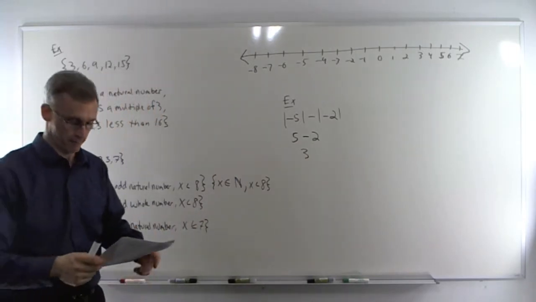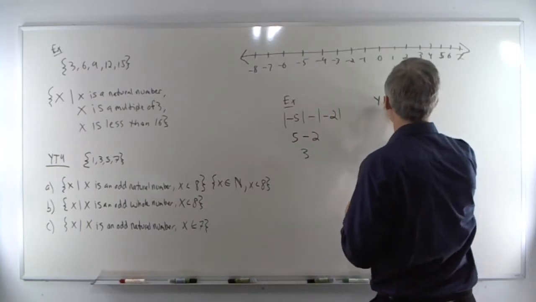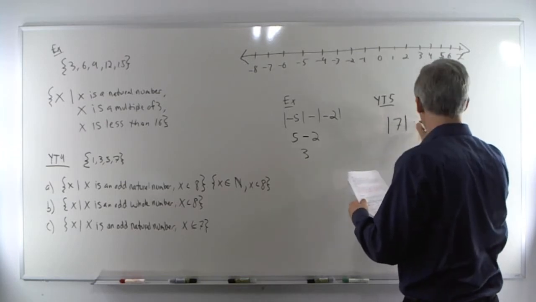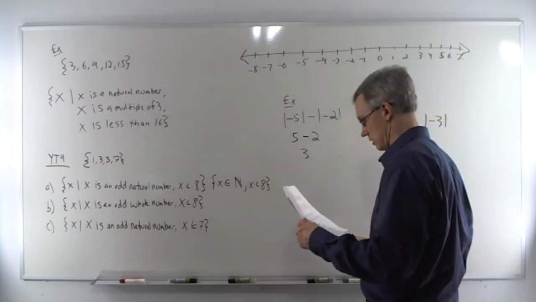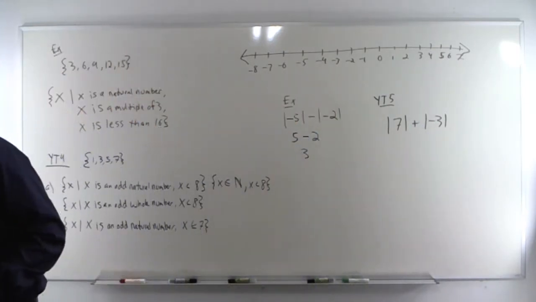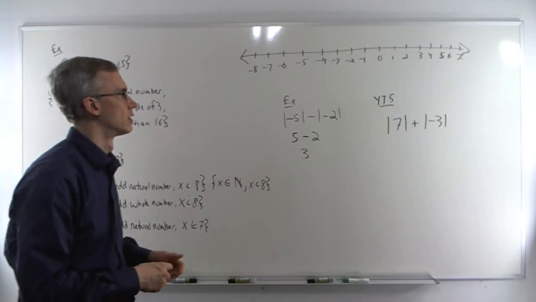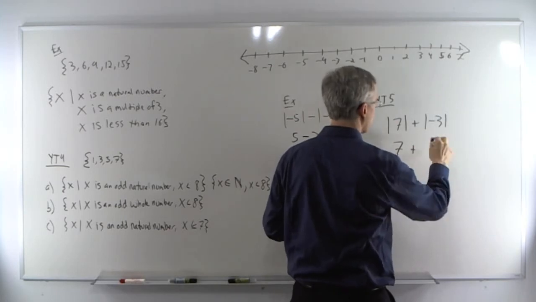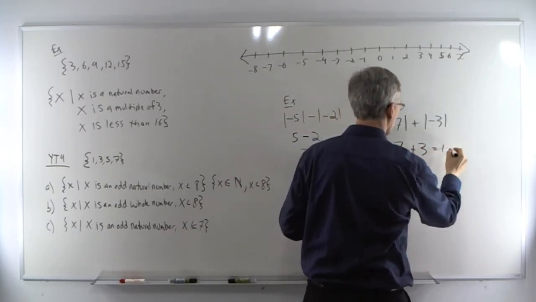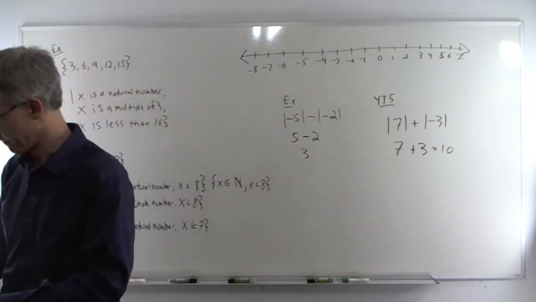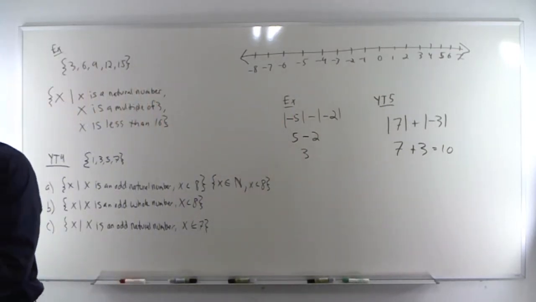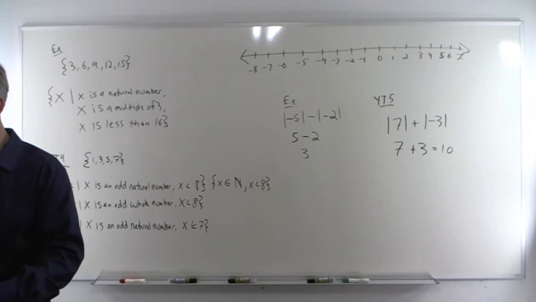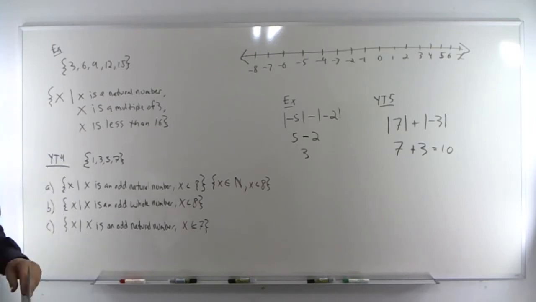All right, your turn, number 5. All right, so the absolute value of 7 is 7, plus the absolute value of 3 is 3, and that's 10. All right, next example.